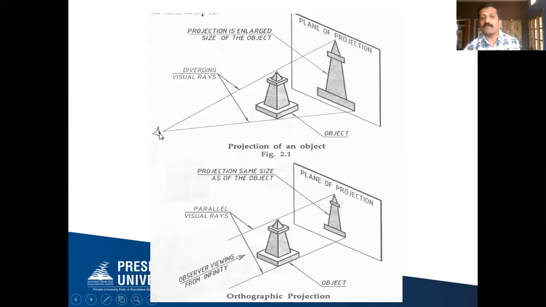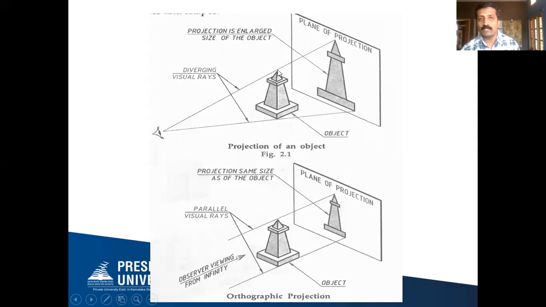So you are standing somewhere here. Okay, you are the observer. So you are identifying the contour, the end points of this, and you are projecting it like this. That means this is the size of the object. So the bigger the size of the object, you can see while projecting it. Whereas in the orthographic, and here you can see, these are all the projector lines.